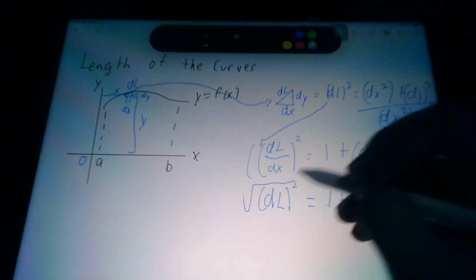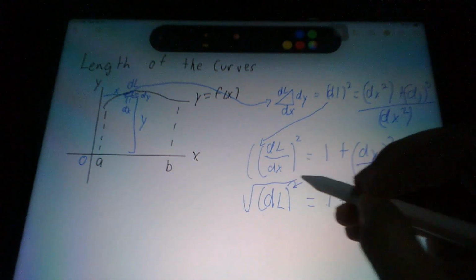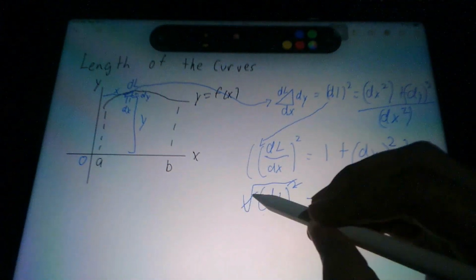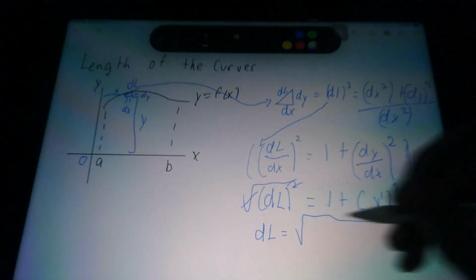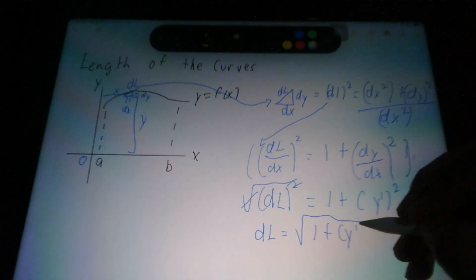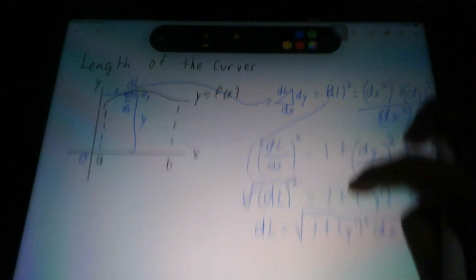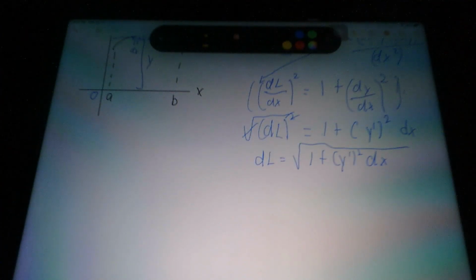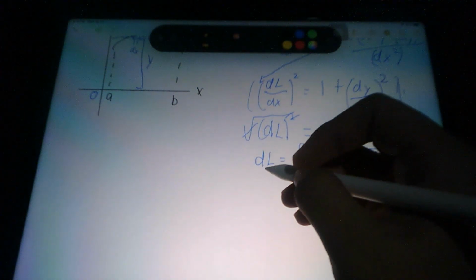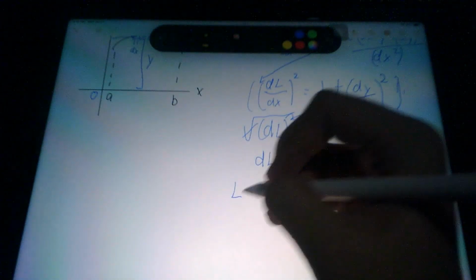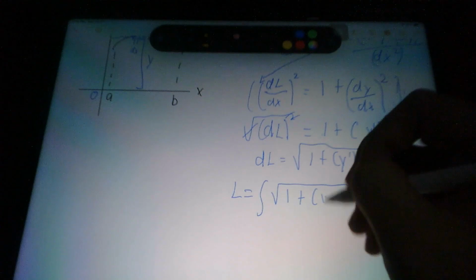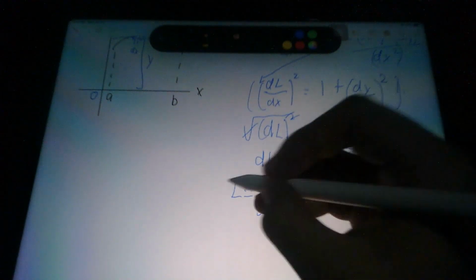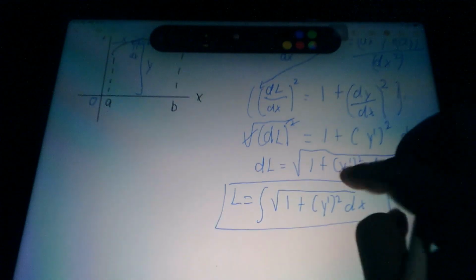Now if we square both of these to cancel dl squared and square root, this will become dl is equals to square root of 1 plus y prime squared dx. Now if we are to get the differential length here, this will become L is equals to the integral of square root of 1 plus y prime squared dx. And this is our formula for length of the curve. Now let's move on to some examples.